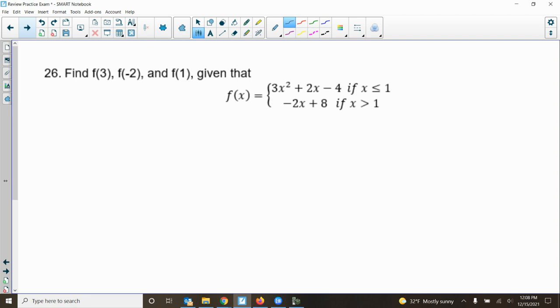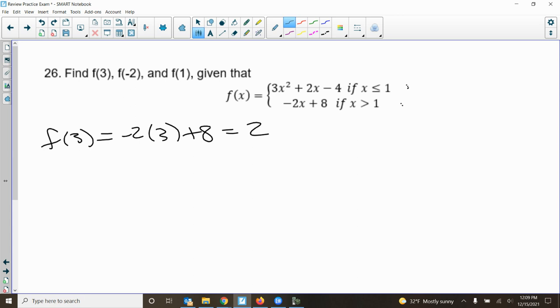26. Find f of 3, f of negative 2, and f of 1. So f of 3, which one am I following? The top guy or the bottom guy? The bottom, because x is greater than 1, right? So f of 3 is going to follow negative 2 times 3 plus 8, which is 2.